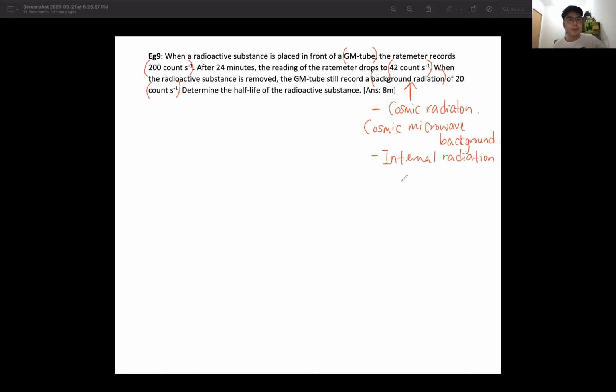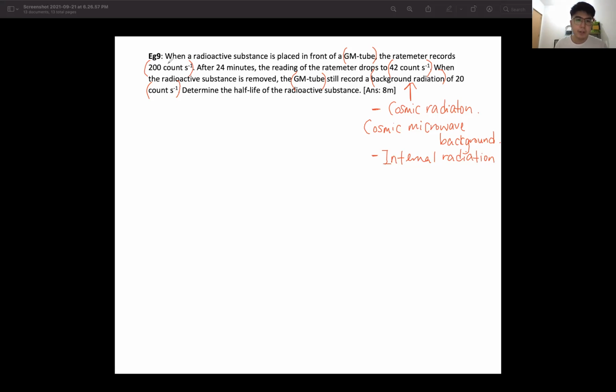Understand? Okay, so now this GM tube, when you point it to the source that you want to detect, not only are you detecting the emission from the source, you are also detecting the background radiation. Because background radiation from the rock, from the soil, can also be detected by the GM tube. So sometimes the reading that you get from the GM tube is the background radiation plus the radiation from the substance that you are detecting.